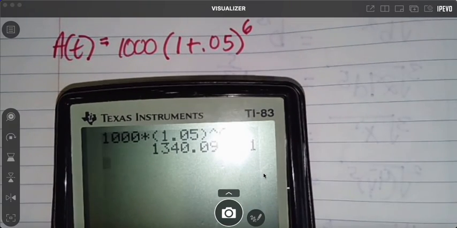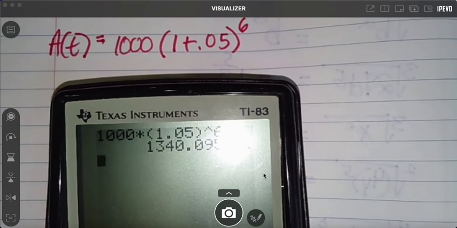So they started with $1,000. After 6 years, how much money do they have? It looks like $1,340 and 10 cents. $340. Not very much, but it made something. That's why a lot of people choose to do money markets and things that have a bigger return than a savings.